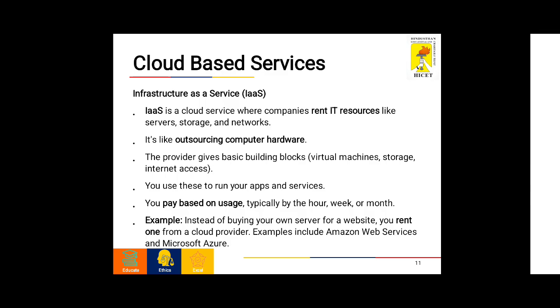Next one is infrastructure as a service. IaaS is a cloud service where companies rent IT resources like servers, storage and networks. It is like outsourcing computer hardware. The provider gives basic building blocks like virtual machine storage and internet access. Use this to run your apps and services. You pay based on usage, typically by the hour, week, or month. Example: instead of buying your own server for a website, you rent one from a cloud provider. Examples include Amazon Web Services and Microsoft Azure.